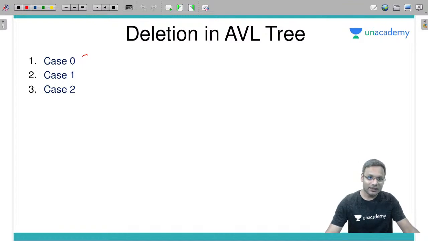आपको 3 टाइप के deletion पता होंगे in BST. 3 types of deletions we have seen in BST, that the node which you want to delete is having 0 child, 1 child or 2 children.